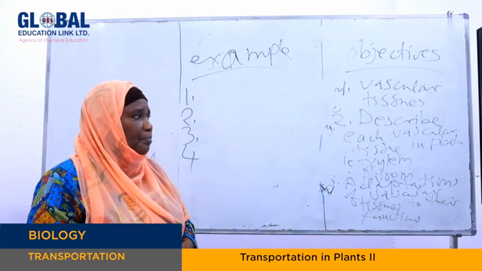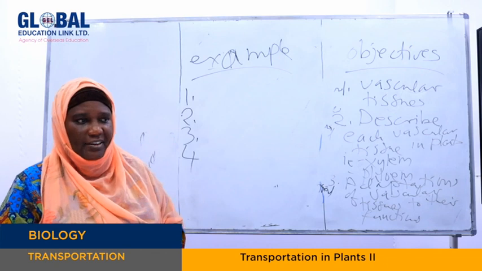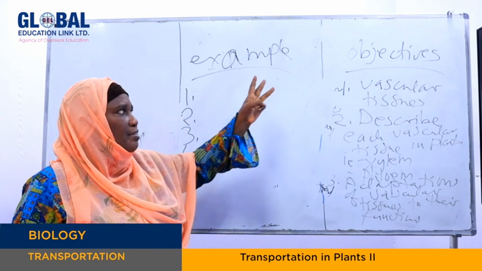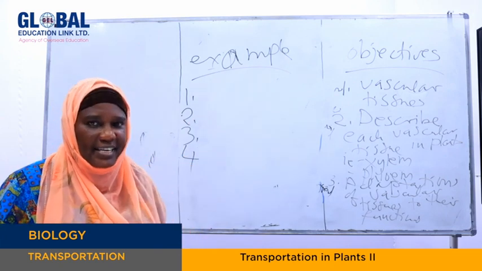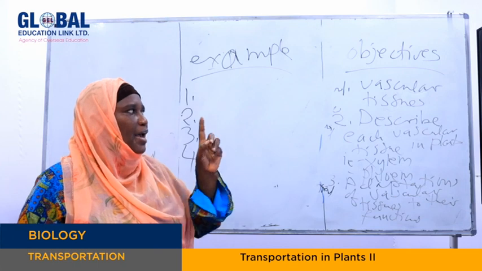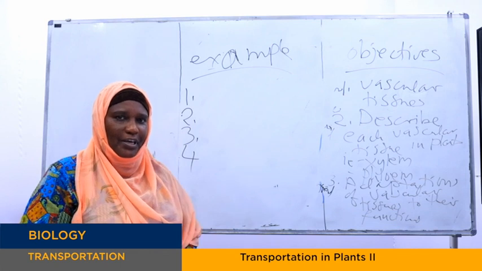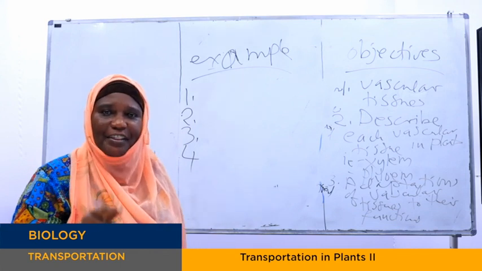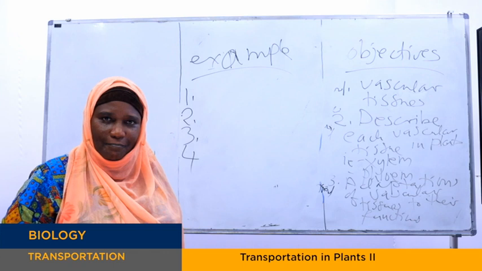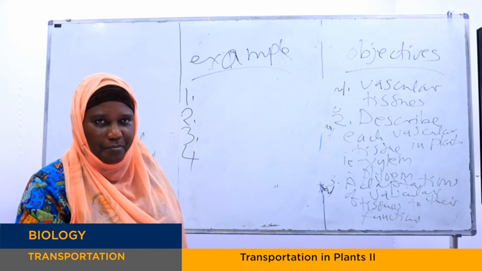Okay, after reaching here, you can now assess yourself. We said that by the end of my presentation, 3 objectives should be attained. Objective number 1, I said you should be able to identify vascular tissues in plants. Now ask yourself, have you managed to identify the vascular tissues in plants? I think you can do it. That is xylem and phloem.